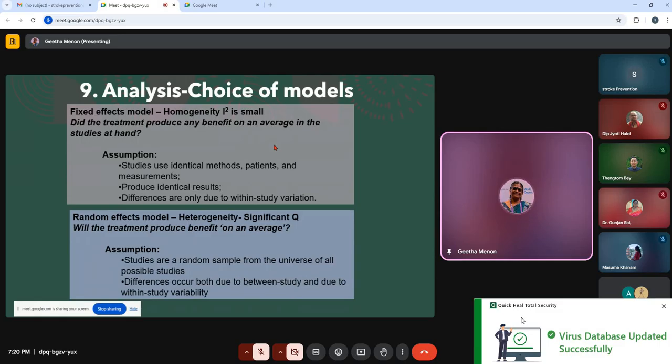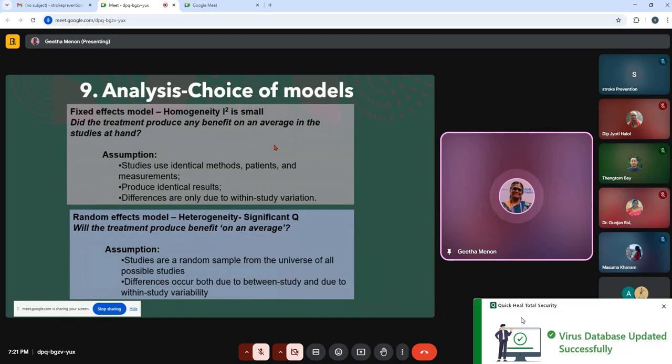Is your question, did the treatment produce any benefit on an average in the studies that you have right now? That what you mean to see is that these are the only studies available. These studies are identical in terms of the patient population, the methods used, the measurements, etc. And whatever differences are there in the outcome measure are only due to the within study variation. If that kind of a question is what you need to answer, then we adopt the fixed effect model. But let us always remember that when we are combining results from many studies, it cannot be following a fixed effect model, because the studies come from different regions, different parts of the world, done by different investigators. So it cannot follow a fixed effect model at all.